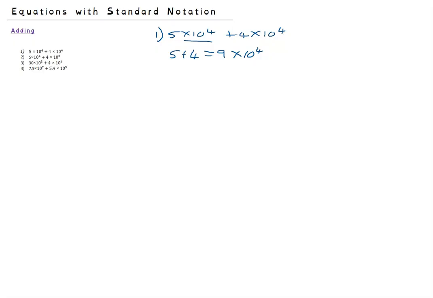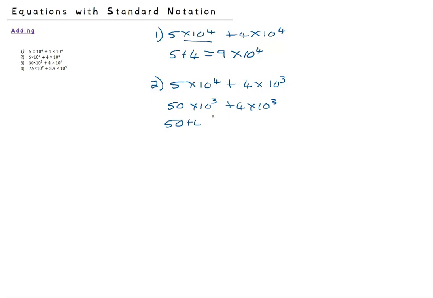Okay, now let's look at the second one. Second one is 5 times 10 to the power of 4 plus 4 times 10 to the power of 3. So the first thing we need to do is change these numbers so the indices are the same. Okay, so how do we do that? We can subtract 1 from here and we can just add a 0. So this one will change to 50 times 10 to the power of 3 plus 4 times 10 to the power of 3. And then we can just add this.